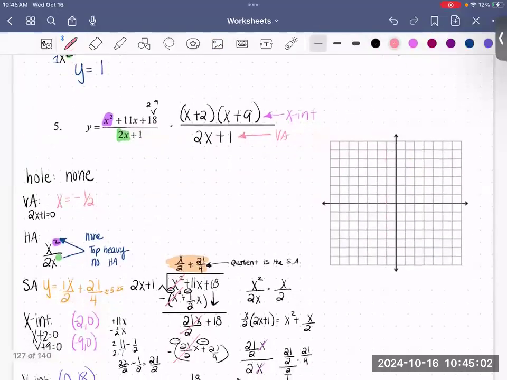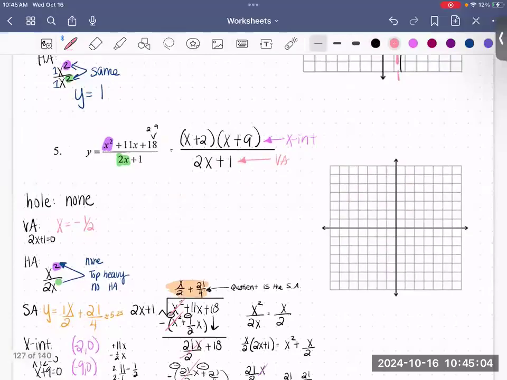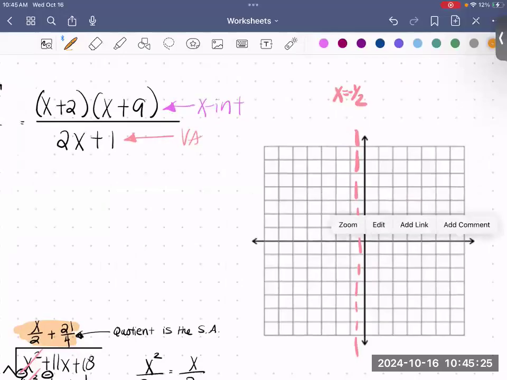All right, now let's go ahead and put in our special features on our graph. So we are going to map out your vertical asymptote here. This is at x equals -1/2. We have your slant asymptote. So we're at about 5 1/4. 1, 2, 3, 4, 5. There.